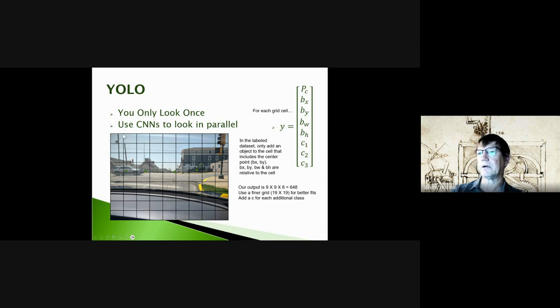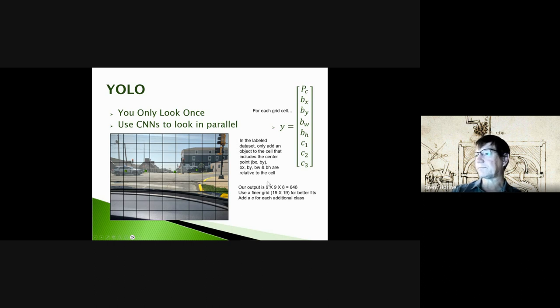So here I've got 9 cells by 9 cells, and 8 elements per cell: 1, 2, 3, 4, 5, 6, 7, 8. Basically, it's going to be 5 plus the number of classes that you have. So if you have not just cars, pedestrians, and bicyclists, but also trucks, stoplights, and motorcyclists, and whatnot, maybe you want to get very specific about certain objects, then you're going to have more C's. So it's going to be 5 plus the number of classes for this last value here.